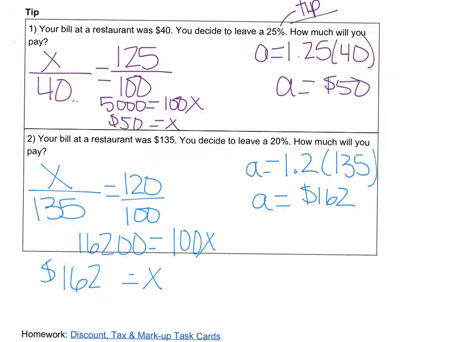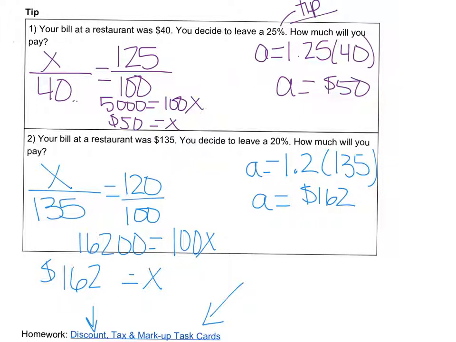Okay, as you see, the homework is the discount, tax and markup, and tip task cards. Those are on Google Classroom. Go ahead and do those on a separate sheet of paper, and also please look, it has discount in there as well. So sometimes you're going to take money away, and sometimes you're going to add money. Make sure you are very, very, very careful.